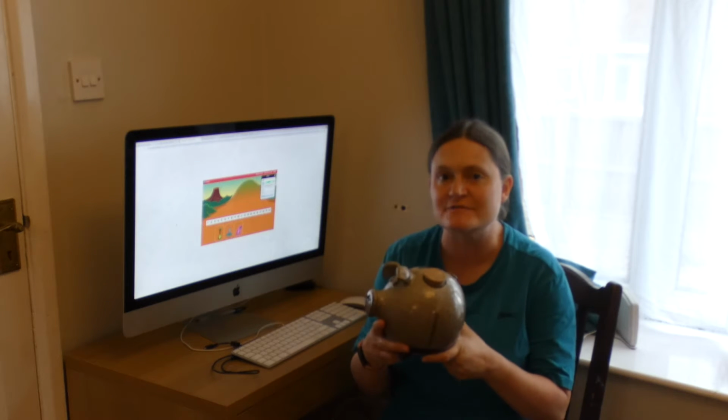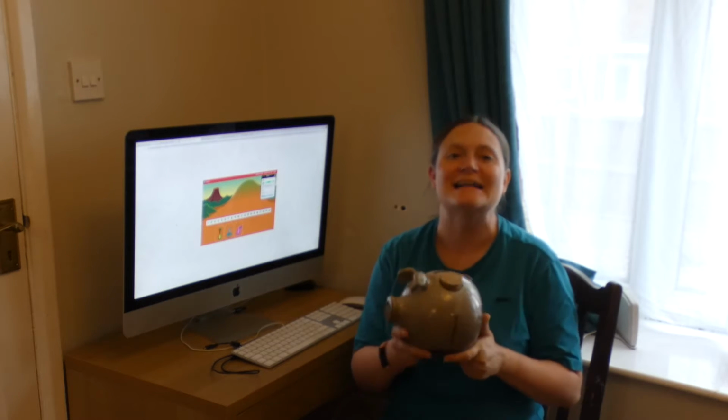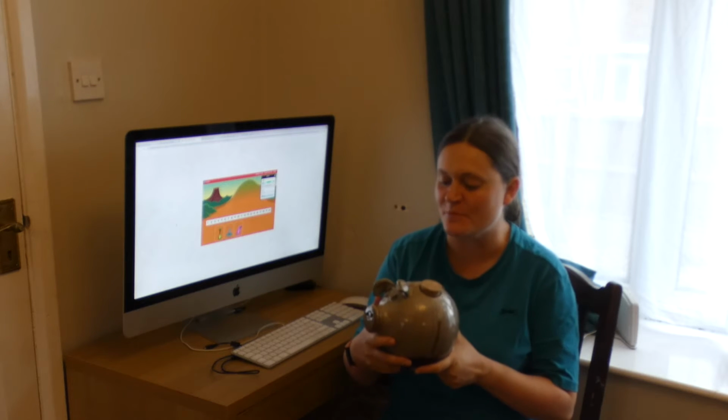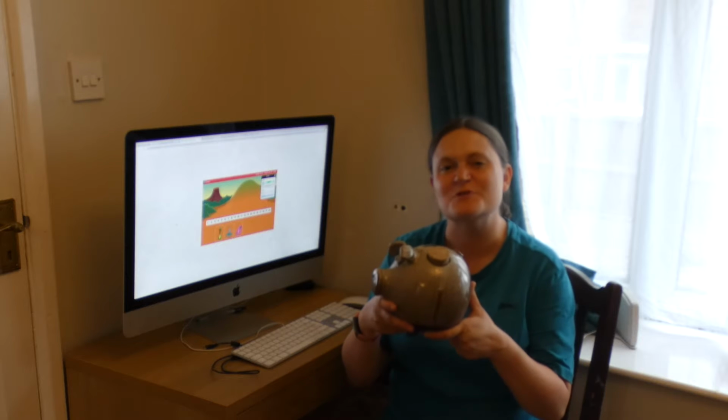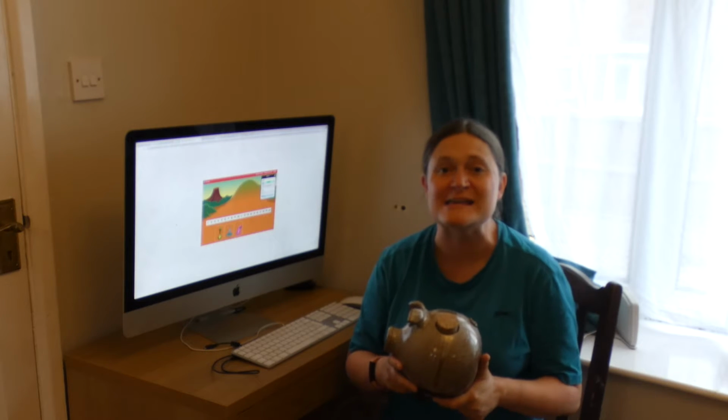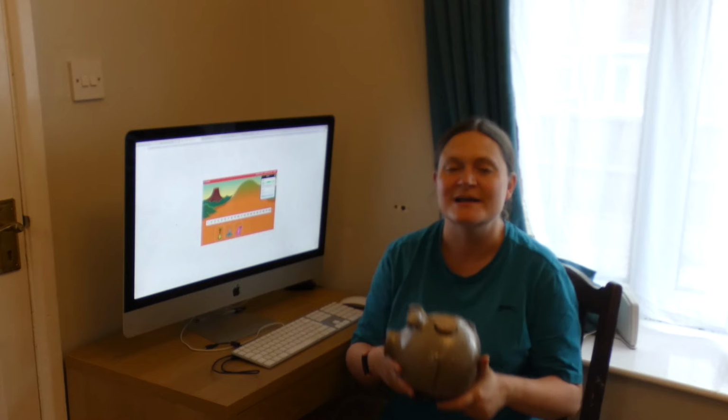Okay, so for our next activity, I've got one of my most favourite objects. It's my piggy bank, and it came all the way from Denmark, and it was a gift from somebody when I was teaching in a school out there. So it's one of my favourite things, my piggy bank, and it sits on the windowsill in my bedroom.